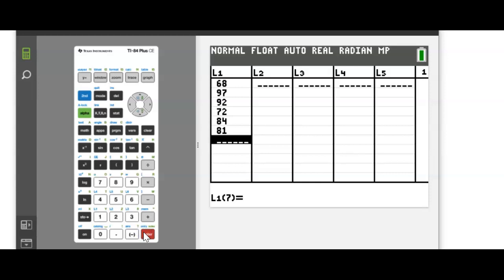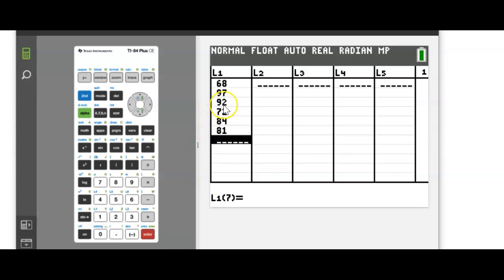Now I have 6 numbers total, and if you notice at the bottom here it says it's the 7th one. That doesn't mean we have 7 numbers, it means it's on the 7th blank. So we actually have 6 numbers, and then the cursor is kind of on the 7th blank.